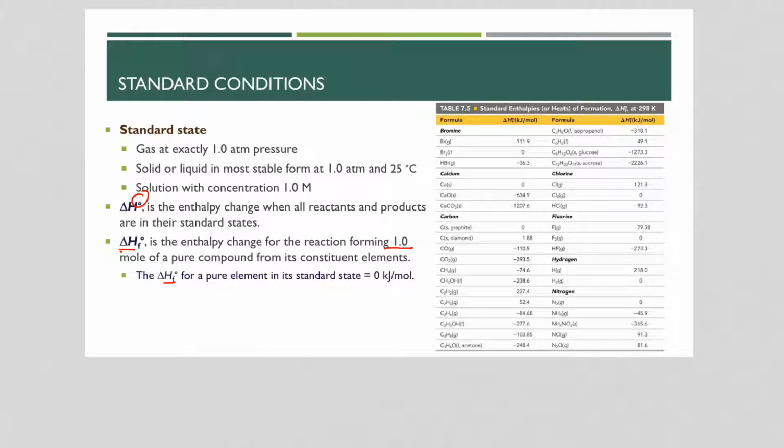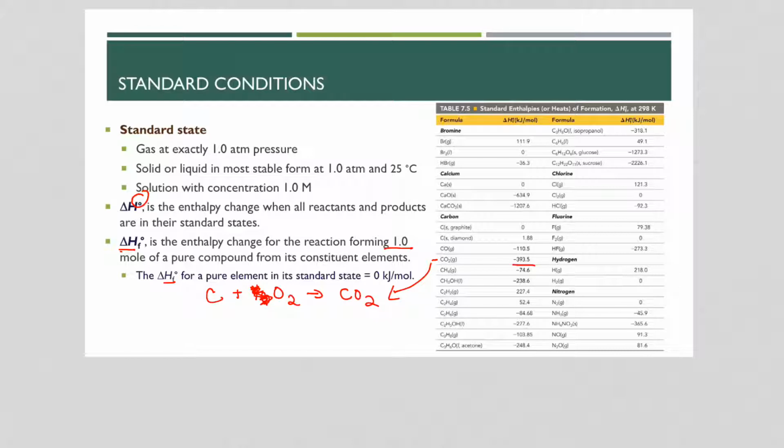Now, when you start to look at these, you may see some things that look weird because we start to have fractional coefficients in some of these formation equations, because it's the formation of 1 mole. So, for example, if you look at CO2 on here, the delta H of formation is negative 393.5. Well, that's the value for this reaction: carbon plus 1 mole of oxygen, O2, goes to 1 mole of CO2. And so this is the enthalpy change for this reaction.